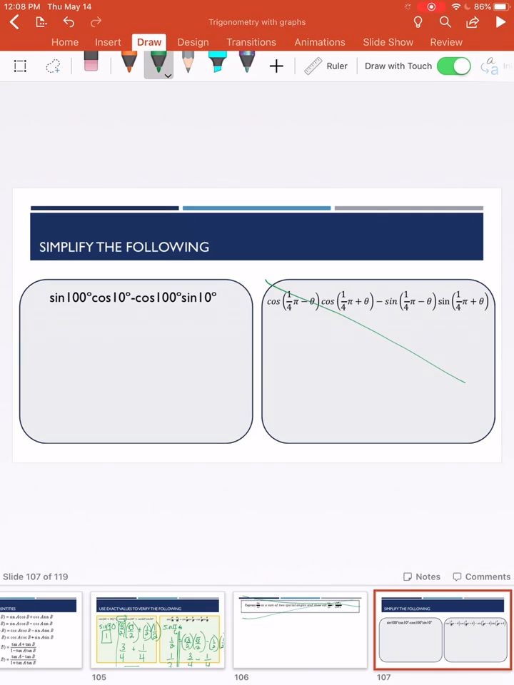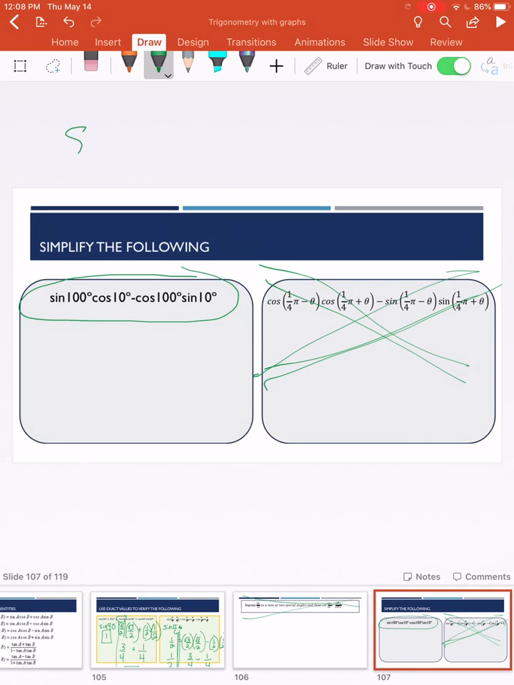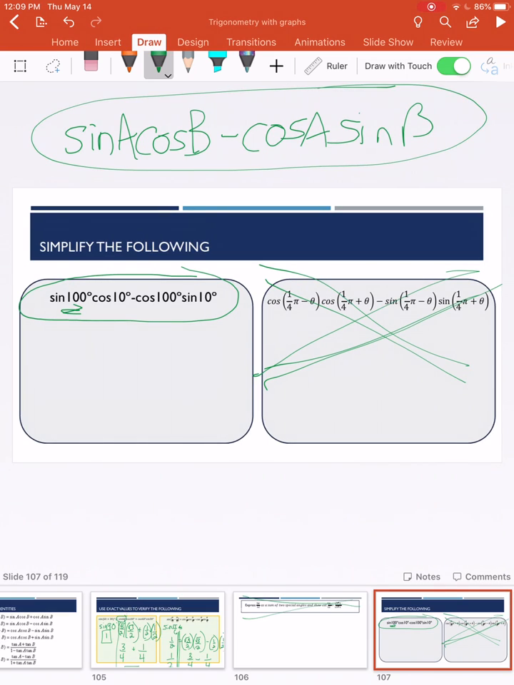Okay, and then on the right, we're not going to do this one, and we're just going to do the one on the left. So sine 100 degrees cos 10 degrees minus cos 100 times sine 10. So we're looking on our formula sheet where you have sine A, so A would be my first angle, cos B, B would be my second angle, minus cos A, sine B. So where do you see this? Which identity is that equivalent to? If I look at my unit circle, I know that it's identical to sine A minus B.